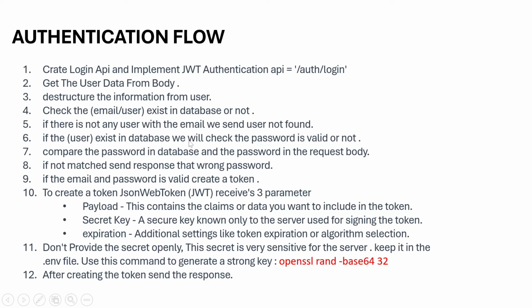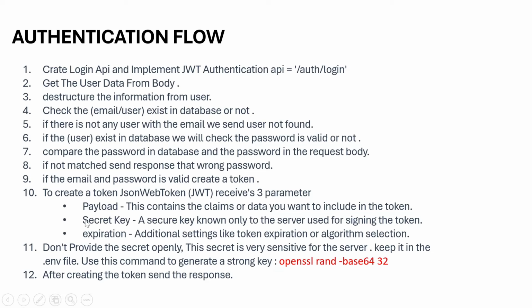If the user exists in the database, then we'll check whether the password is correct or valid, and we can compare the password in the database and the password in the request body. If not matched, we send a response of 403 wrong password, and if the email and password are valid, then we go ahead and create a token. Now, to create a token, we need three parameters: the payload, secret key, and the expiration time. These are just the basics of JWT. We're going to look at that in detail.